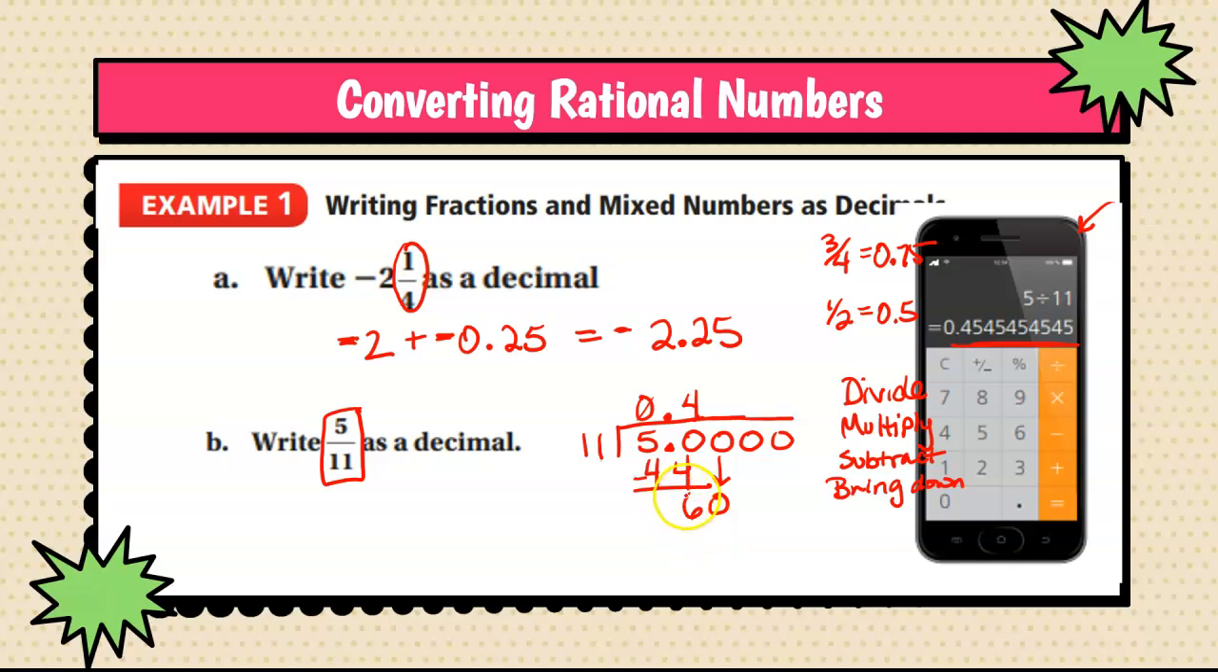Once I've done that, I'm going to start all over again, but this time I'm going to look to see if 11 goes into this 60 here. So I'm starting back up at the top where I divide. 11 goes into 60 5 times. Next I multiply. 5 times 11 is 55. Now I subtract. 60 minus 55 is 5. And finally, I bring down this 0 so that now I have 50 again.